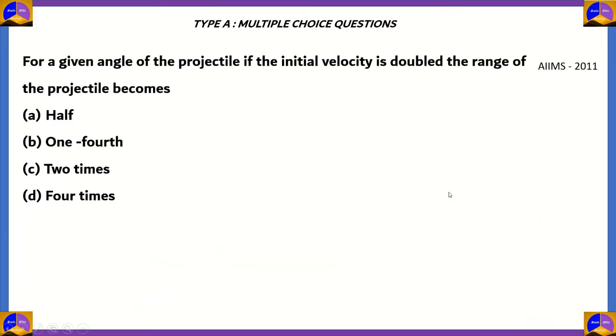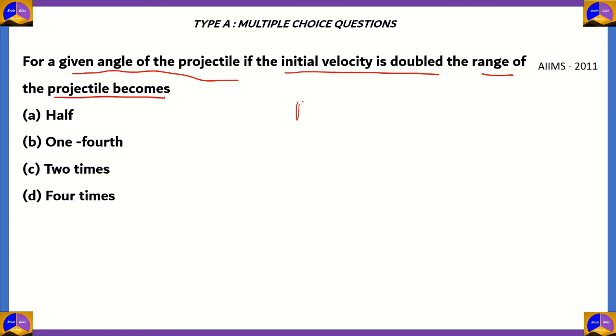Let's look at this question. For a given angle of the projectile, if the initial velocity is doubled, the range of the projectile becomes: half, 1/4, 2 times, or 4 times.